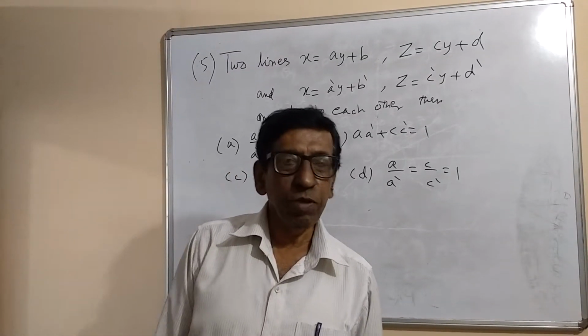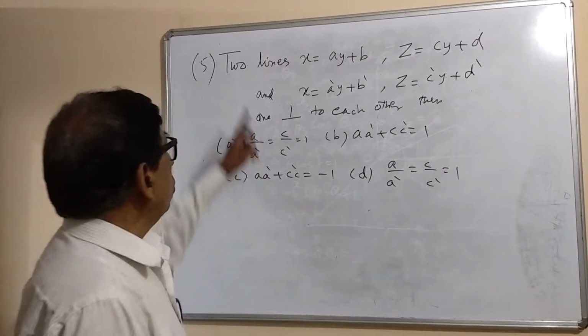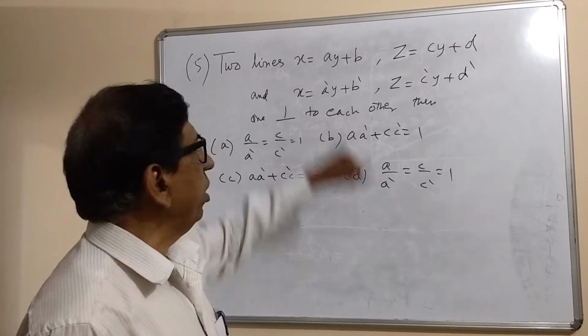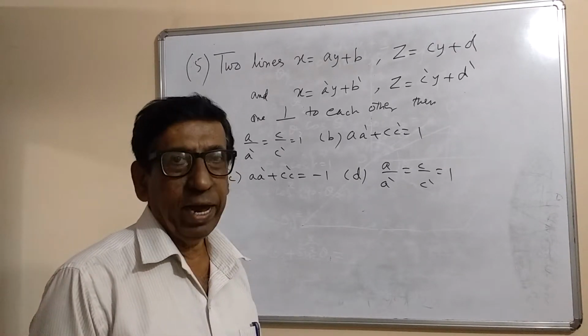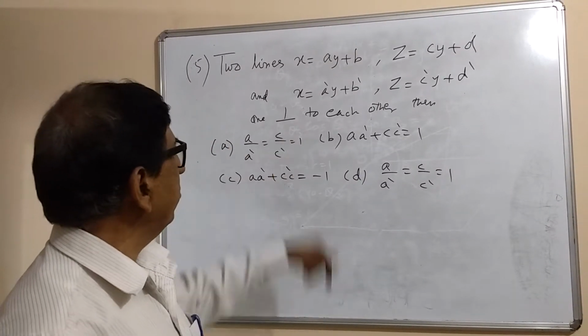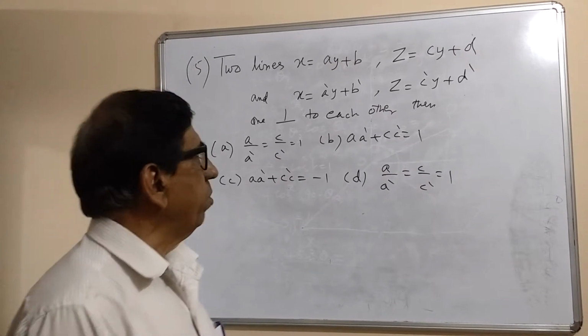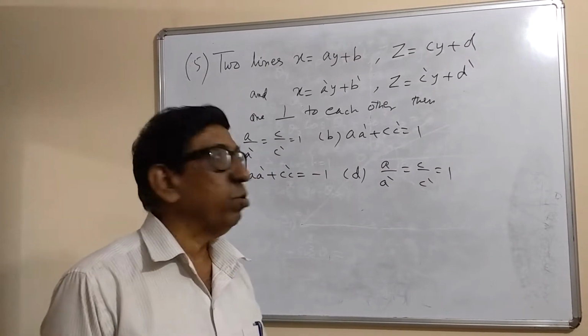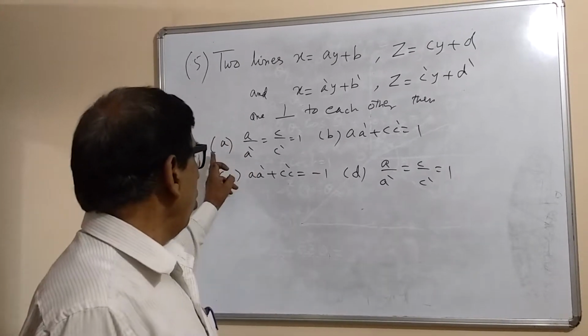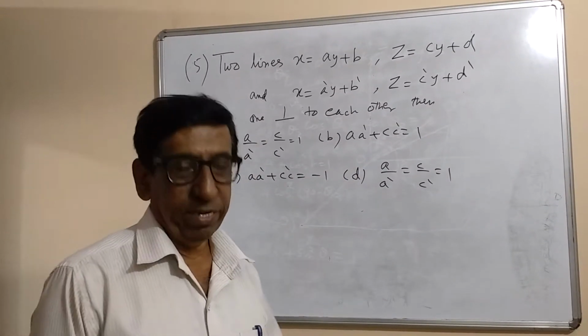Now we are taking fifth shortcut. Two lines, x equal to ay plus b, z equal to cy plus d. This is the one line. Second line, x equal to a dash y plus b dash, z equal to c dash y plus d dash, are perpendicular to each other. Then which of these four options is correct?